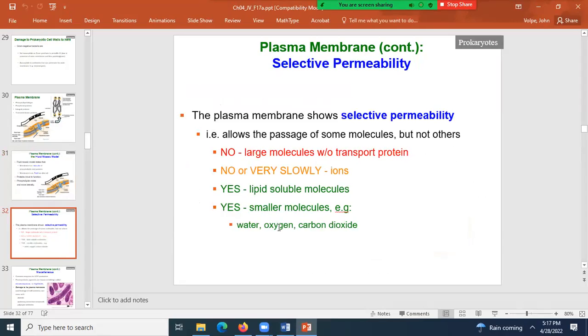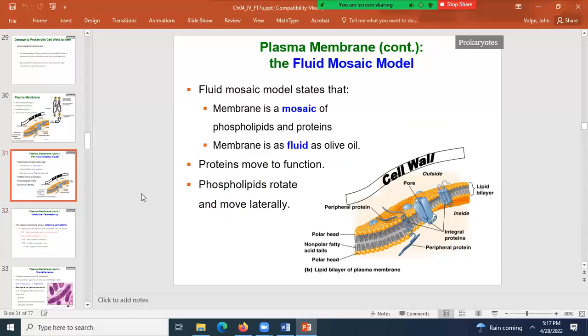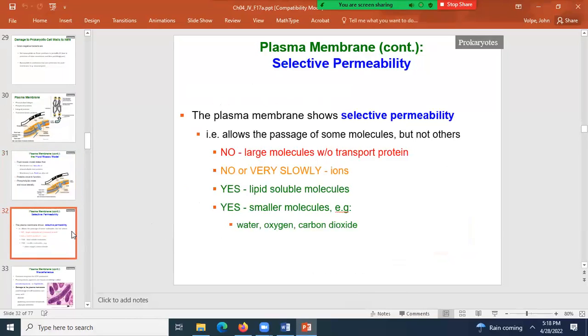And then small molecules can diffuse across the membrane. Oxygen and carbon dioxide are the main two small molecules that move right across the membrane by diffusion. Generally, oxygen diffuses across the membrane into the cell, and carbon dioxide diffuses from inside the cell to outside the cell. Any question about any of that?